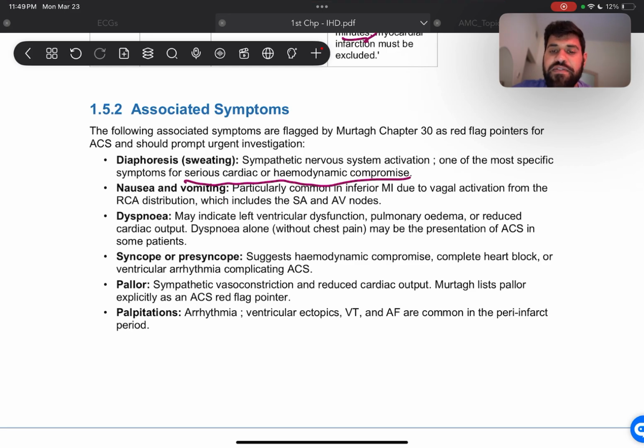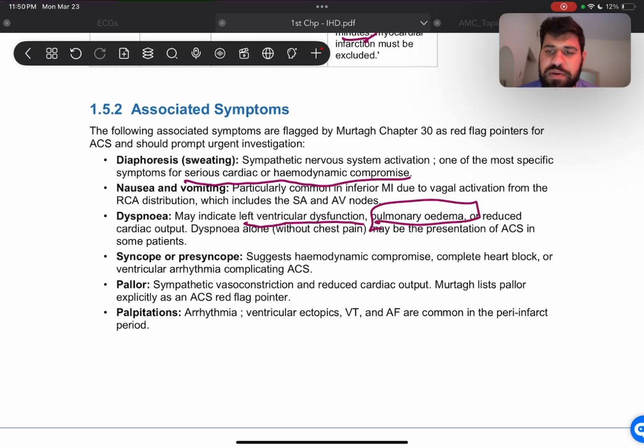Dyspnea may indicate left ventricular dysfunction, pulmonary edema, or reduced cardiac output, because if there is reduced cardiac output, the brain is going to receive less blood, which means less oxygen, leading to syncope. And dyspnea is more right-sided. But again, dyspnea, which is shortness of breath, could show left ventricular dysfunction, pulmonary edema. So the left ventricle is not able to pump out the blood as fast as it should. There's blood buildup on the right side. Before the right side, there's the lung. So there's going to be shortness of breath because the lung is going to start filling with fluid.